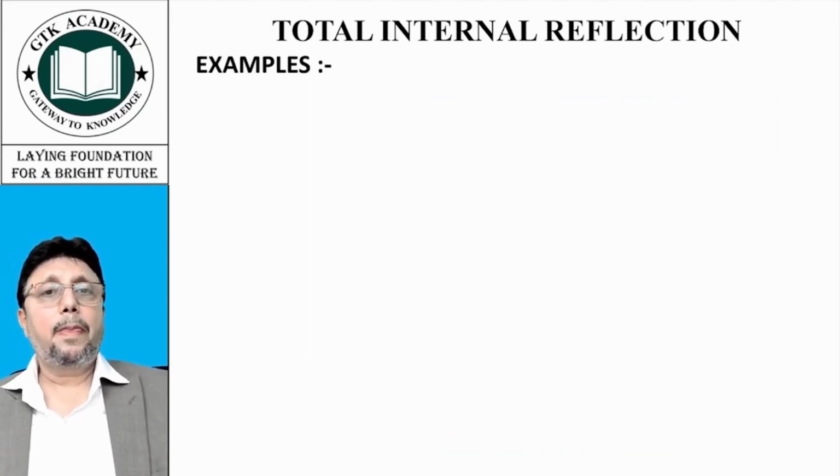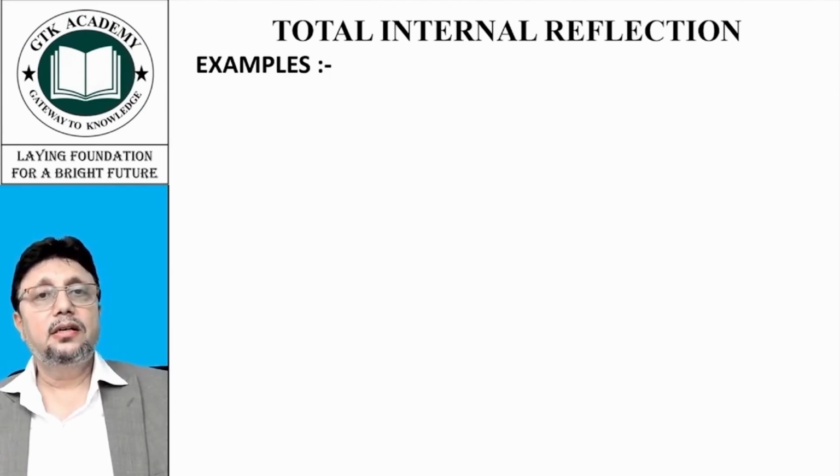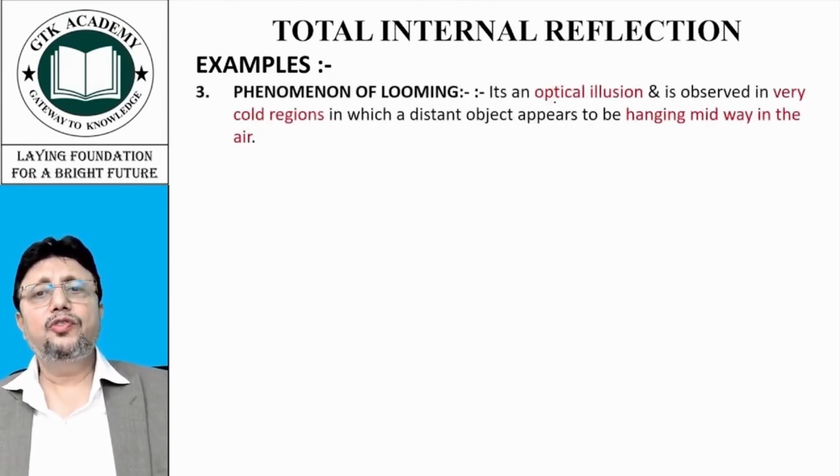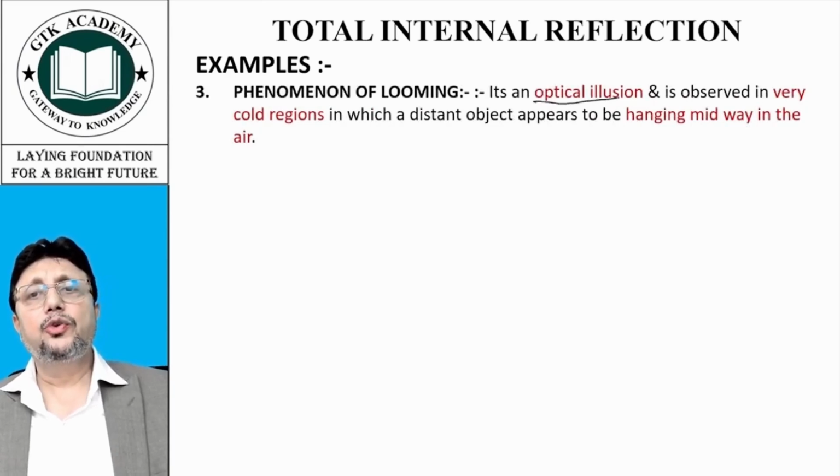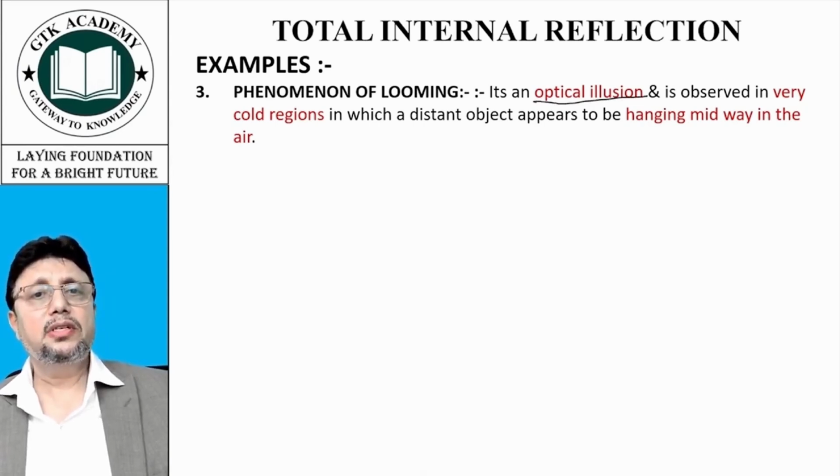One more example, and that is the phenomena of looming. This phenomena is also an optical illusion. You see what is not there, and this happens predominantly in cold regions. In fact, it happens in very, very cold regions. It is something reverse of that mirage. In mirage, you see the image downwards, but here you see the image hanging midway in the air.